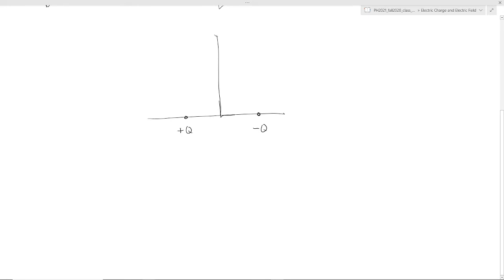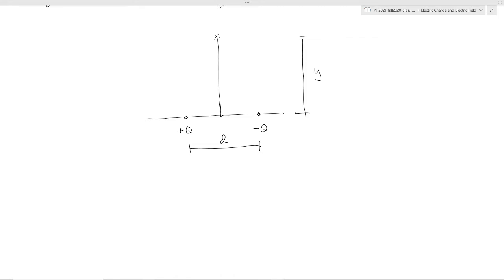We're going to look at a point that's just on the y-axis some distance away, and we want to know what the electric field is doing there. And these charges are separated by a distance d. Let me denote it over here, this height above y.